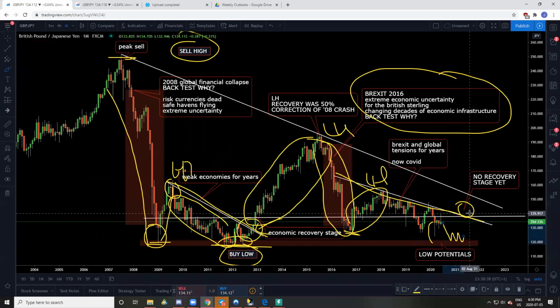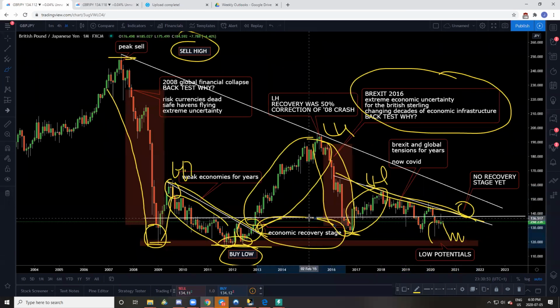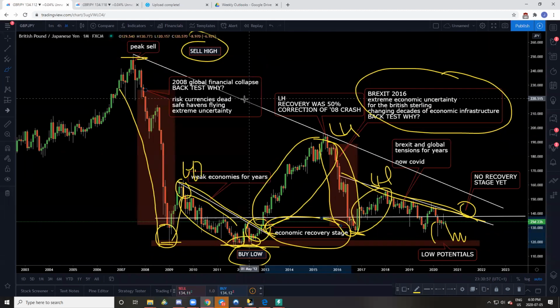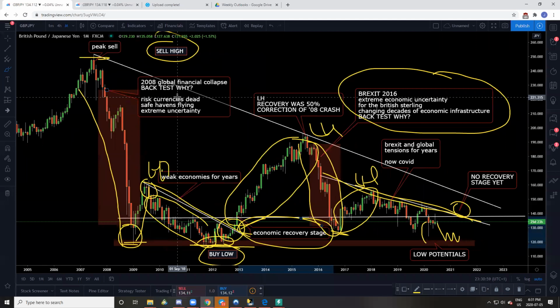To me, I don't see signs for long-term GJ upside unless we break this bearish market structure, because what does that break of bearish market structure signal to us on the higher time frames? Economic recovery stage. Okay?